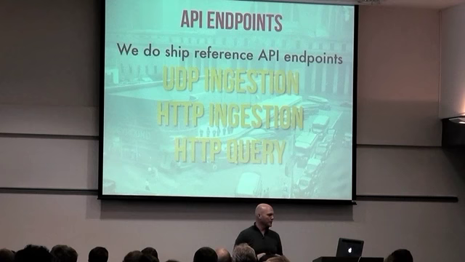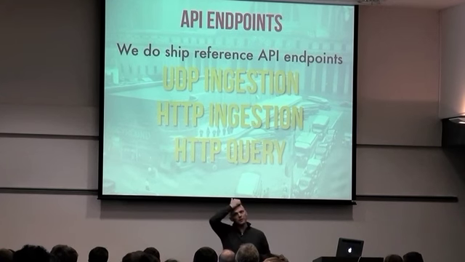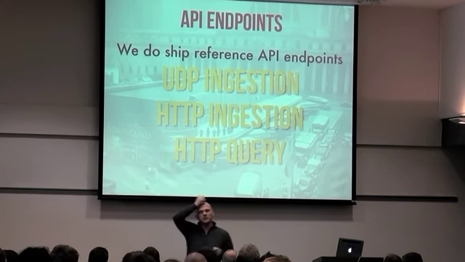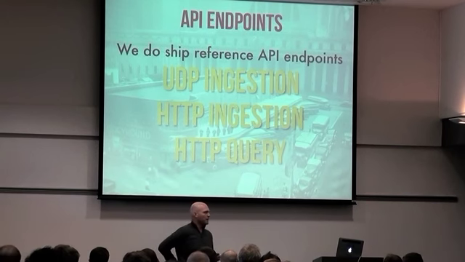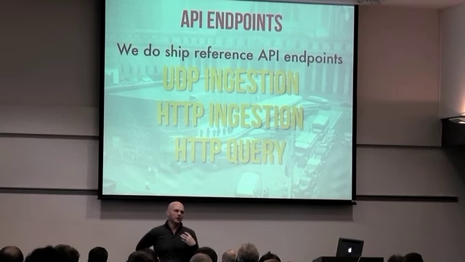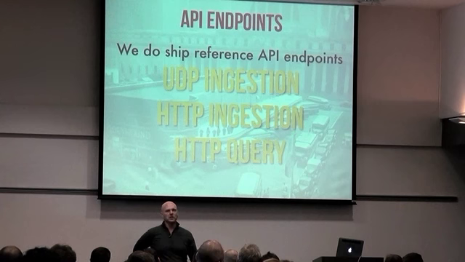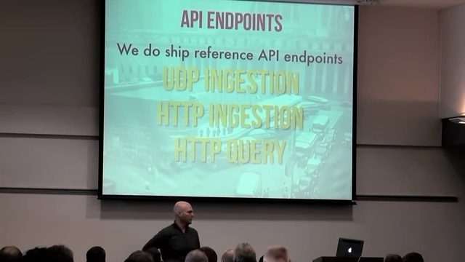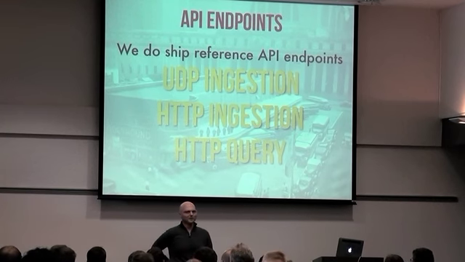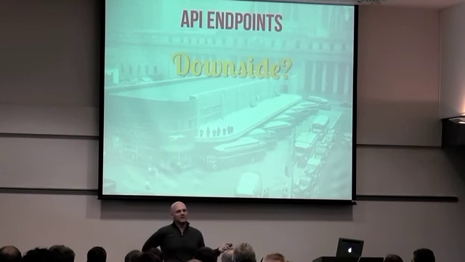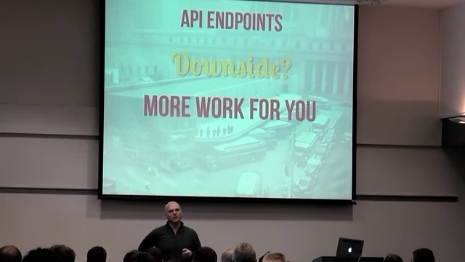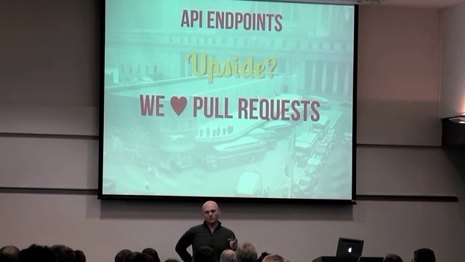So modular wins there. We ship with some reference endpoints: UDP and HTTP ingestion, and also HTTP query. For us, we use Thrift a lot in our own enterprise, and so we have Thrift endpoints that we use both for ingestion and for query. If we ever get around to cleaning those up, we'll put those out as a Blueflood module. The only downside to this is it means a little bit more work for you, but the plus side is that we want your pull requests.